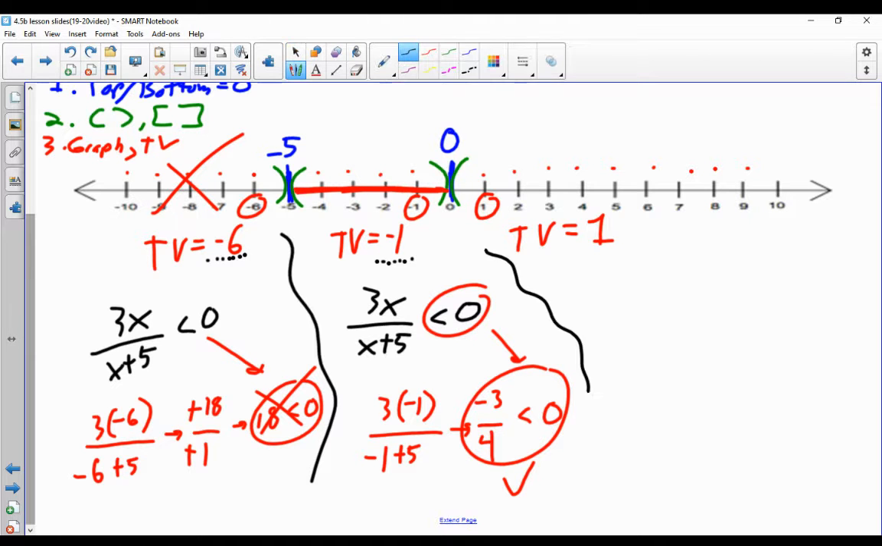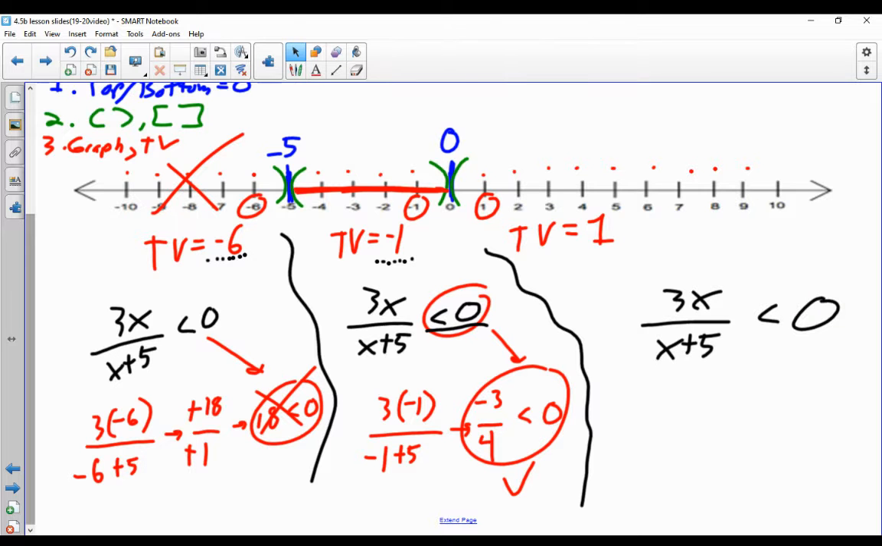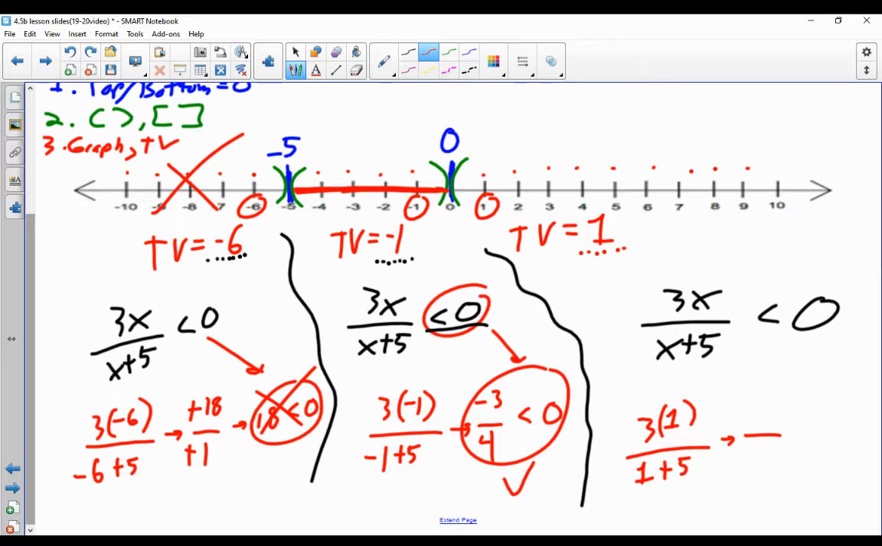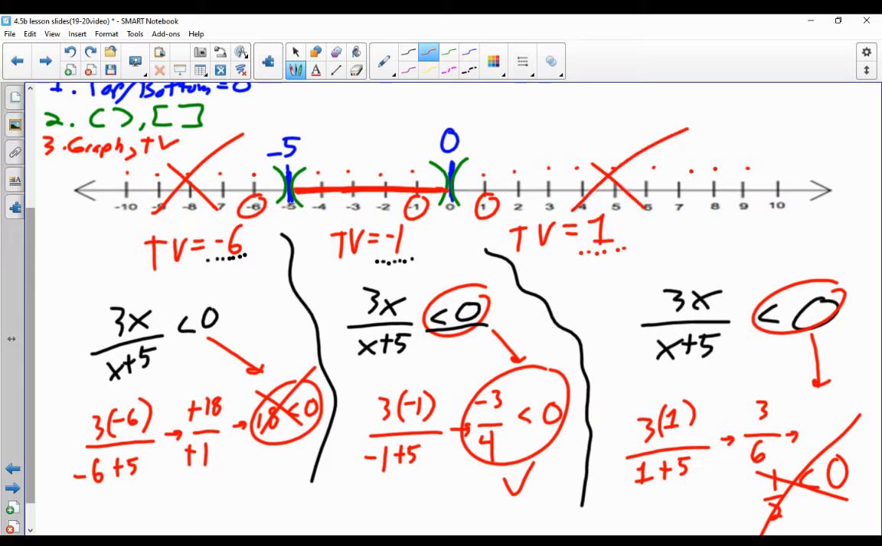One more interval to test out. So again, one last time, 3x over x plus 5, and it is less than 0. And the value I'm going to plug in, test value of 1. So on the top, we're going to have 3 times 1. On the bottom, I'm going to have 1 plus 5. Simplify. On top, I'm going to get 3. On bottom, I'm going to get 6. And 3 divided by 6 is going to give me 1/2. And is 1/2 less than 0? It is not. 1/2 is not less than 0. So the third interval fails.